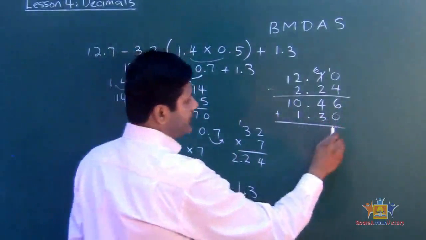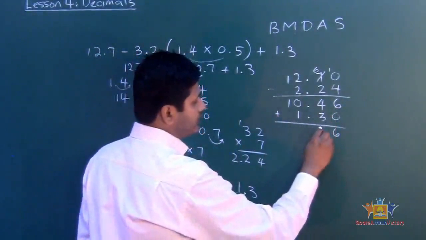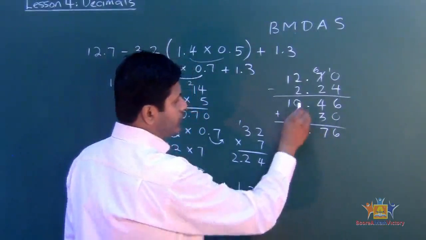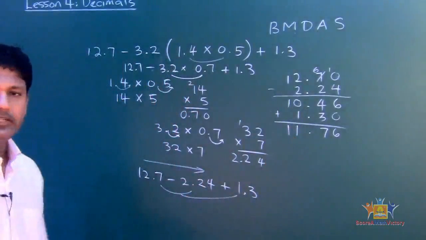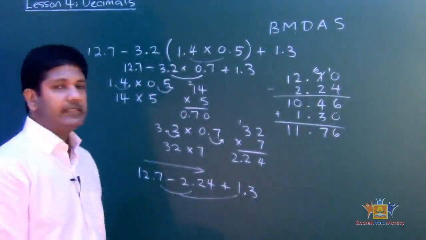Okay, 0 plus 6 gives me 6. 4 plus 3 is 7. Bring the decimal down. 0 plus 1 is 1. And then bring the 1 down. And my final answer is 11.76.